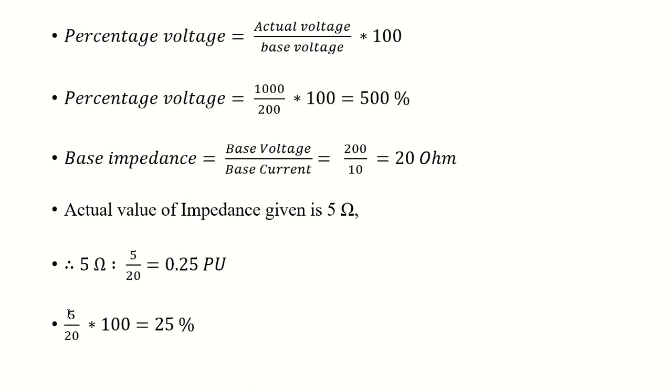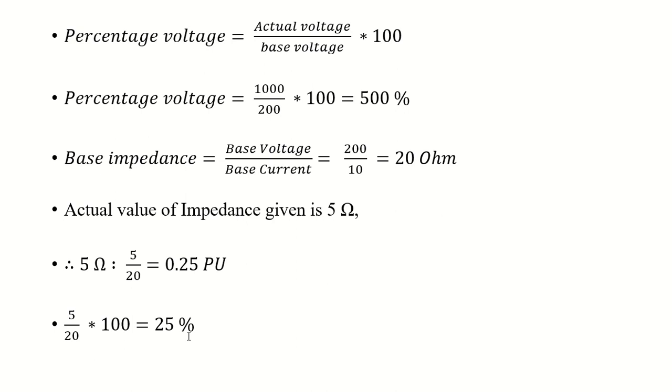We take the actual impedance and divide it by the base impedance. So what is the value of my actual impedance here? It is 5 ohms, and the base impedance is 20 ohms. So we are taking the division of 5 divided by 20, multiplying it by 100, and we are getting 25% as the percentage impedance.